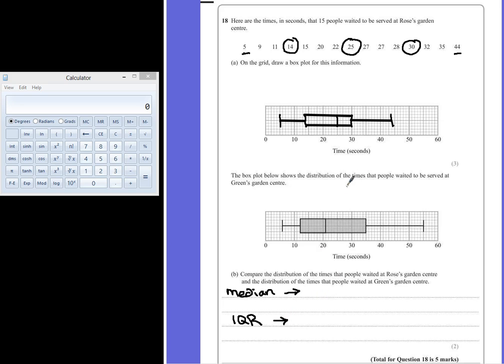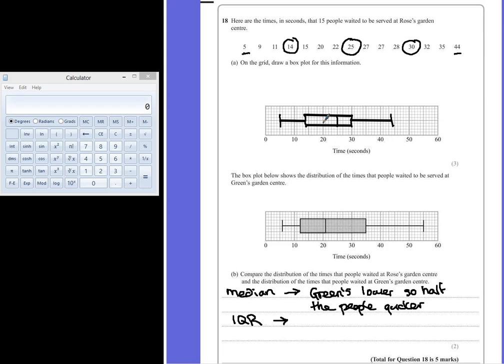So let's look at the median. So the middle of our group, so showing where most of the numbers were. In Green's Garden Centre, the median is much lower, showing that a majority of the people, or at least half of the people, were all served quicker than in Rose's. So to say that, we can put down that Green's is lower, so the median is lower, so half the people were quicker at being served.